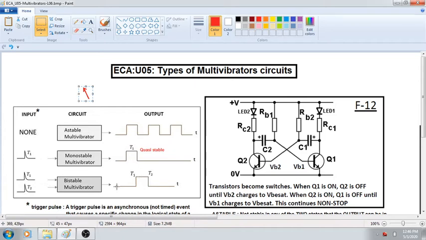So if it is in the low level, it will continue to be in the low level forever. And if you want it to go from the low level to the high level, then obviously you have to give another trigger pulse. So in a bistable multivibrator, it is stable in both states, either the low state or the high state. It is stable, which means it does not change with time. When will it change? It will change only when a trigger pulse is given.